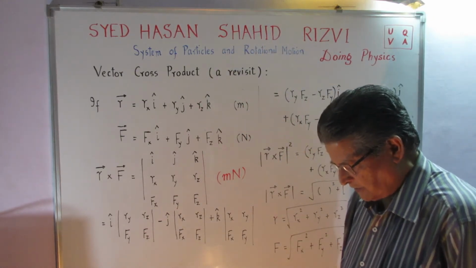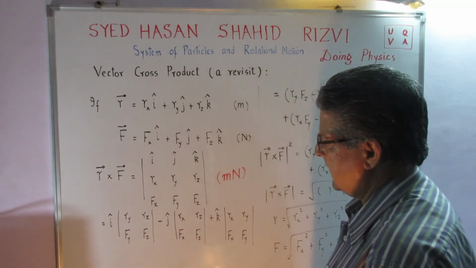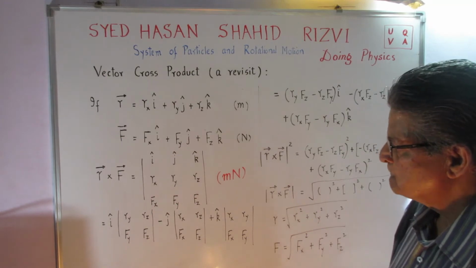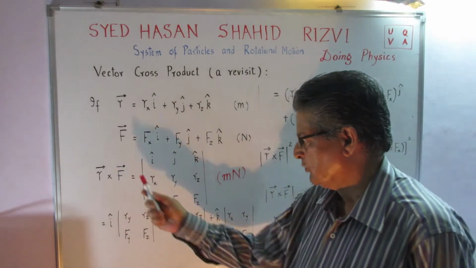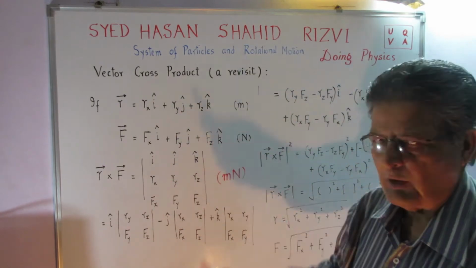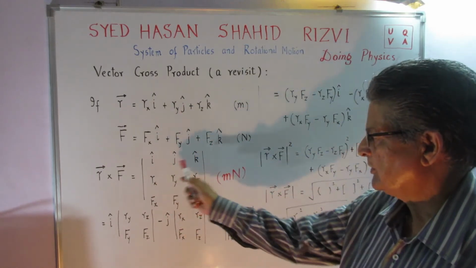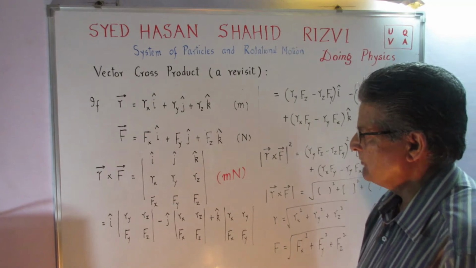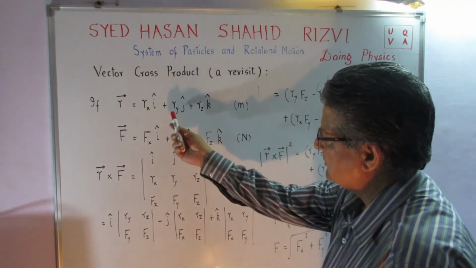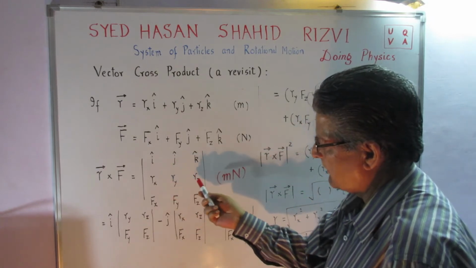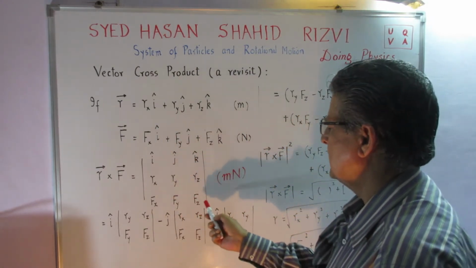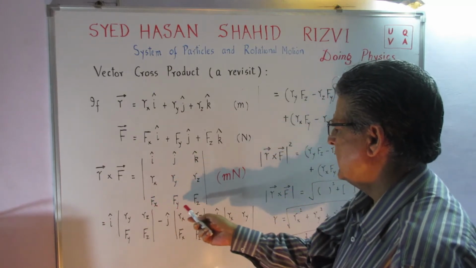Now, one of the methods of solving an A cross B kind of problem, the cross product of the two vectors, is to write a determinant in this form. On the first row I have I cap, j cap, k cap, then the components of the first vector rx, ry, rz, and then the components of the second vector along the x, y and z directions, fx, fy, fz.